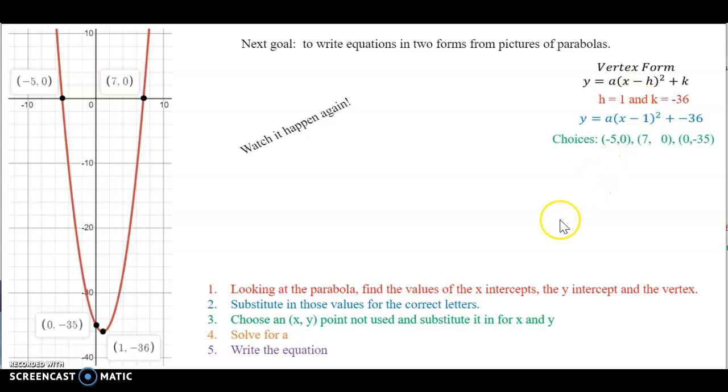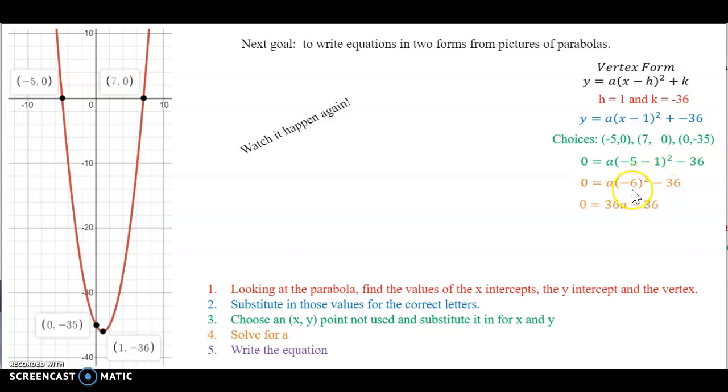And now you can choose any other points that are on the graph. So we can use the y-intercept or two of the zeros. I am using (-5, 0). -5 is the x value and 0 is the y value. And that simplifies to -5 minus 1 is -6.